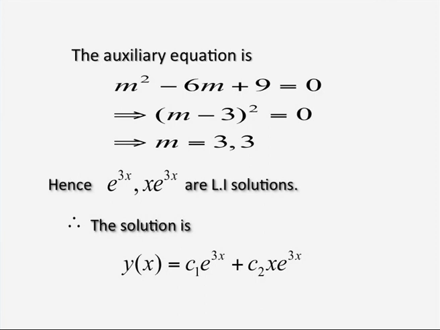These are repeated roots. Therefore, we have two linearly independent solutions like e power 3x, x into e power 3x. By using these two linearly independent solutions, we can write the general solution as y is equal to c1 e power 3x plus c2 x into e power 3x. So, in this lesson, you have studied how to solve the initial value problem and how to find all possible solutions of the linear homogeneous differential equation with constant coefficients.